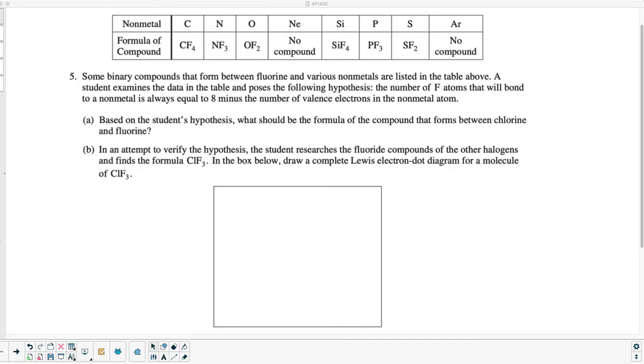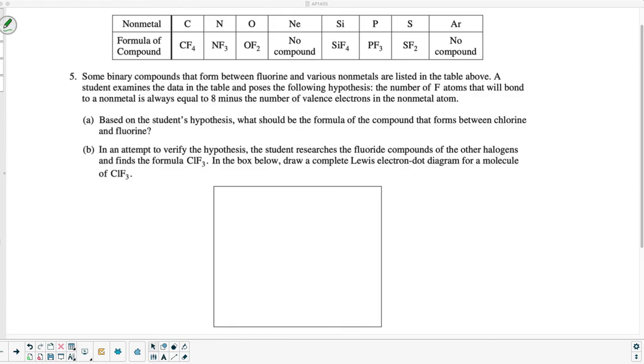A student examines the data in the table and poses the following hypothesis: the number of F atoms that will bond to a nonmetal is always equal to 8 minus the number of valence electrons for that nonmetal. Based on the student's hypothesis, what should be the formula for the compound that forms between chlorine and fluorine?